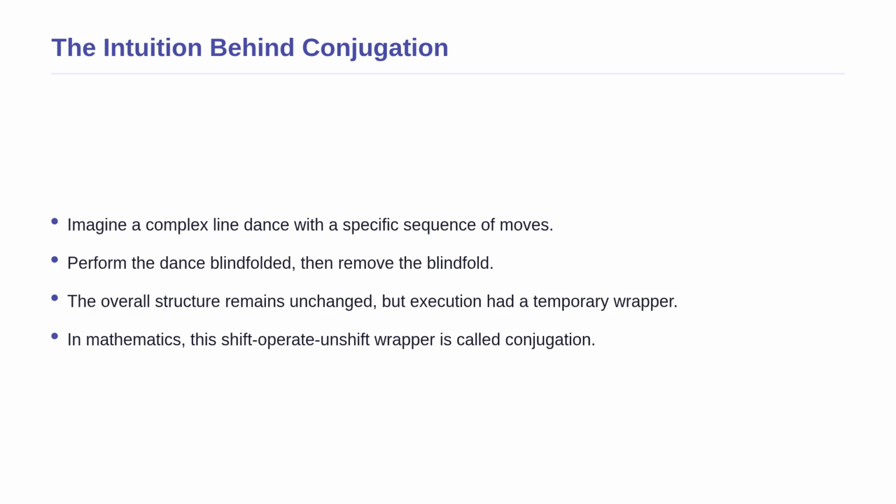Before we dive into the math, let us build some intuition. Imagine you are organizing a complex line dance. Now, suppose you tell everyone to put on a blindfold, perform their exact same dance sequence, and then take the blindfold off. The dance itself has not changed at all, but the way it was executed had a temporary wrapper around it. In mathematics, this wrapper is called conjugation. You apply a temporary shift, perform your normal operation, and then reverse that shift.